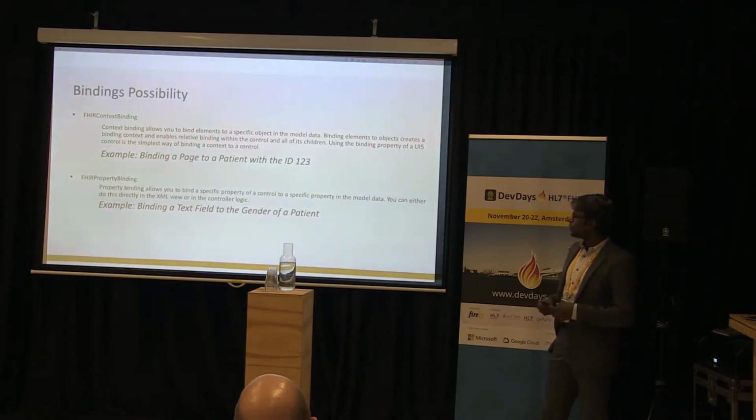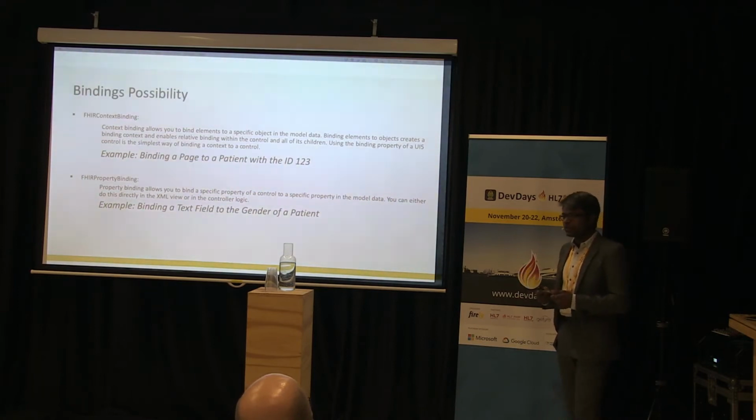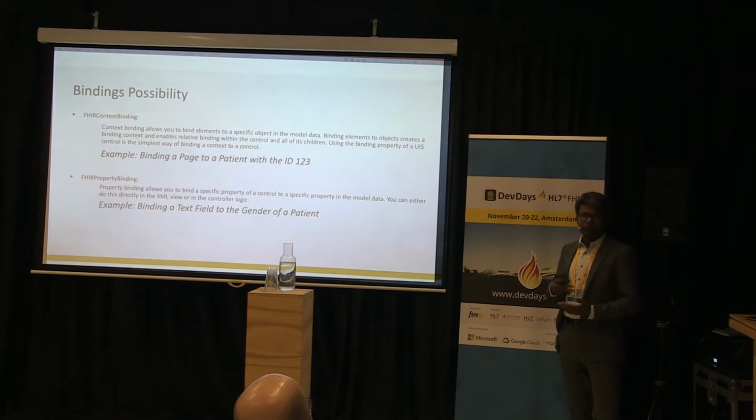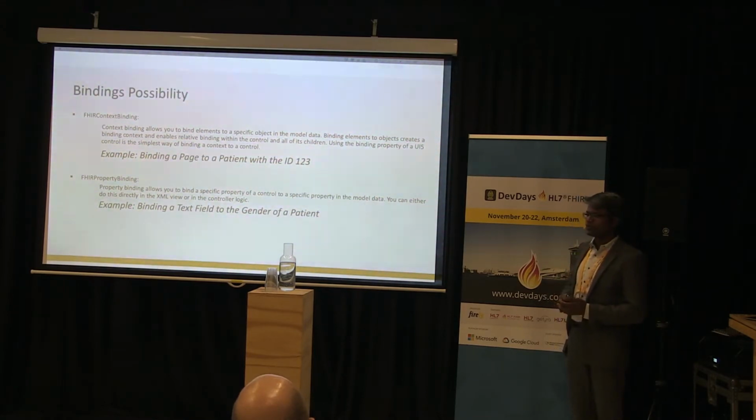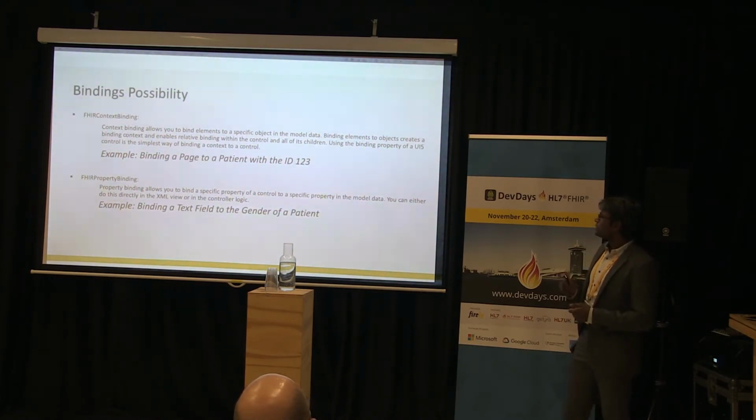So we have spoken about the data binding concept, which is basically something which connects the data, making it available from the model, which is your cache, into the UI whenever you need it. So there are different types of binding possibilities. In total, there are 4 different types of binding. The first one is context binding.